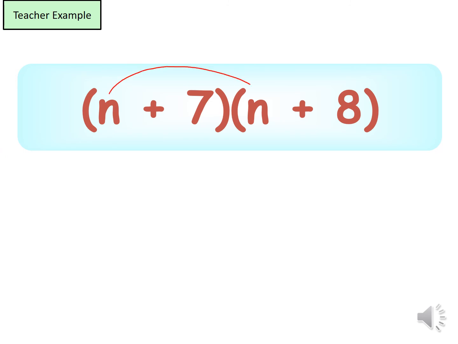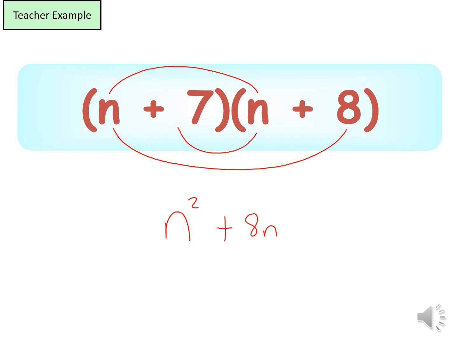Okay, I will do n times n first, which is n squared. I will then do my outer, which is n times plus 8, which is plus 8n. Then I will do my inner, so plus 7 times n, plus 7n. And then I will do my last, 7 times 8, so plus 7 times plus 8, I get plus 56.